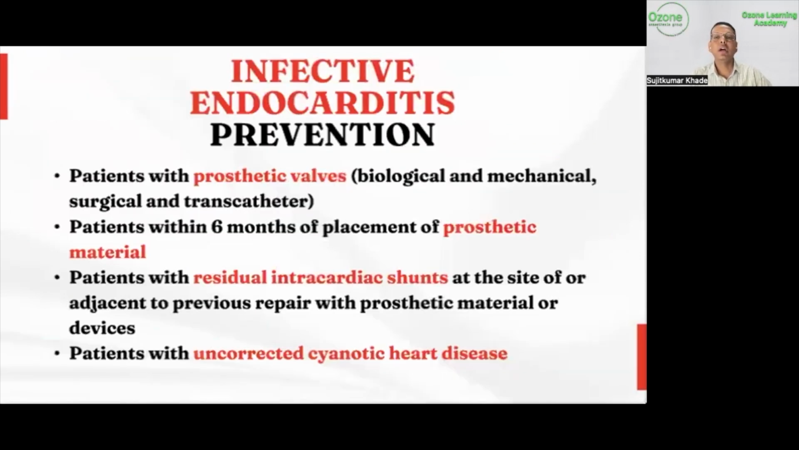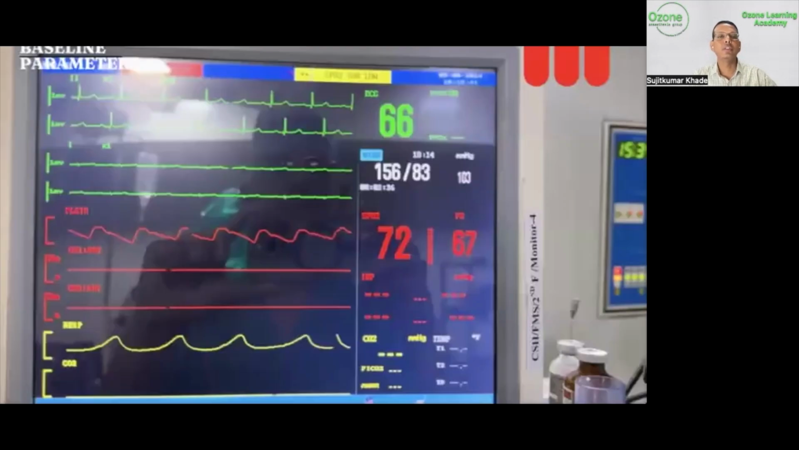Patients with adult congenital heart disease have an increased risk of developing infective endocarditis. Antibiotic prophylaxis continues to be recommended for patients with high-risk characteristics. These include patients with prosthetic valves, patients within 6 months of placement of prosthetic material, patients with residual intracardiac shunts, and patients with uncorrected cyanotic heart disease. This patient received infective endocarditis prophylaxis before surgery.